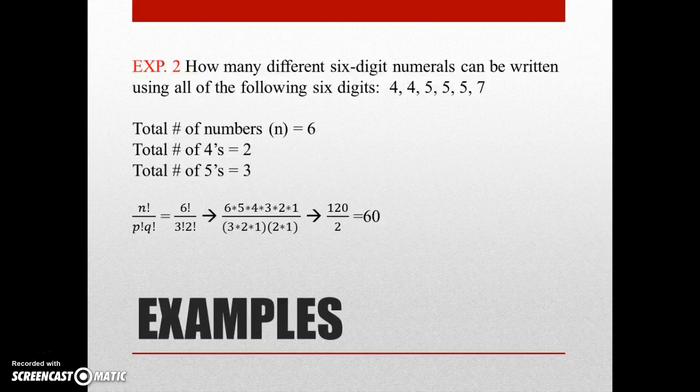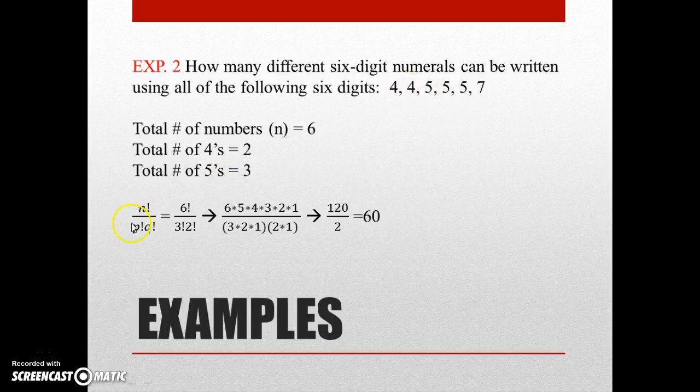Now, let's do another example just in case. So our second example reads, how many different 6-digit numerals can be written using all of the following 6 digits? So they give us 4, 4, 5, 5, 5, and the 7. So again, our total number of numbers, which is our n, was 6, right? We have 6 numbers in total. Now we look at what repeats. We have 2 4s and 3 5s.